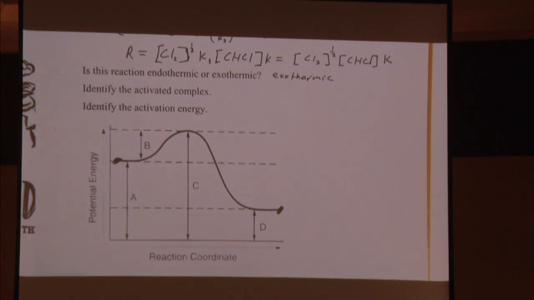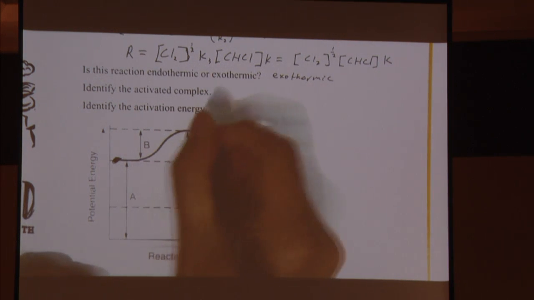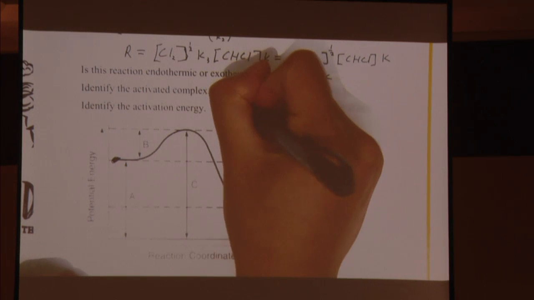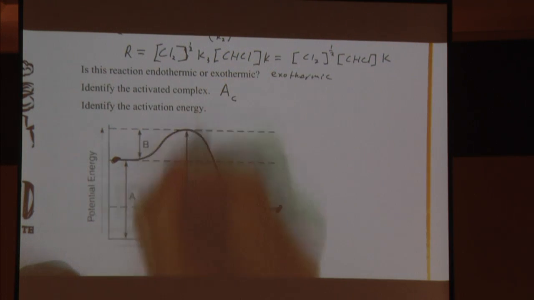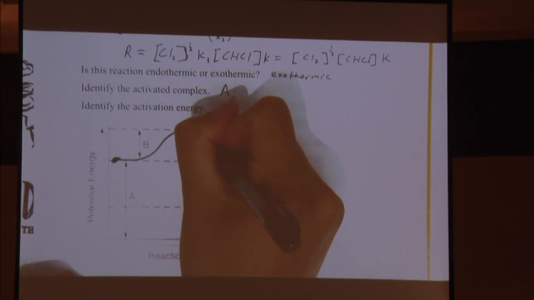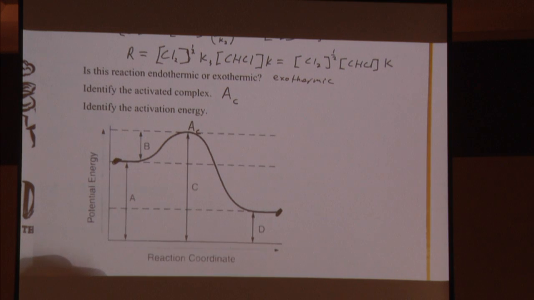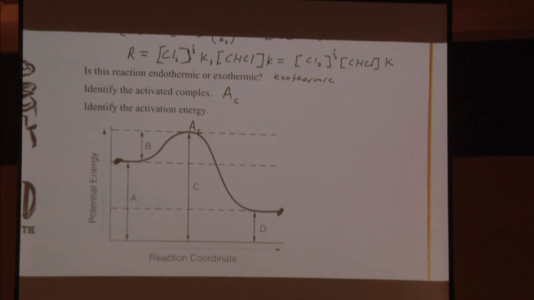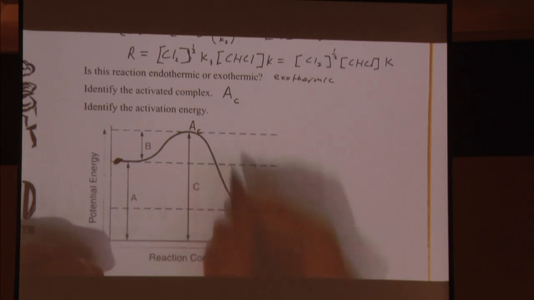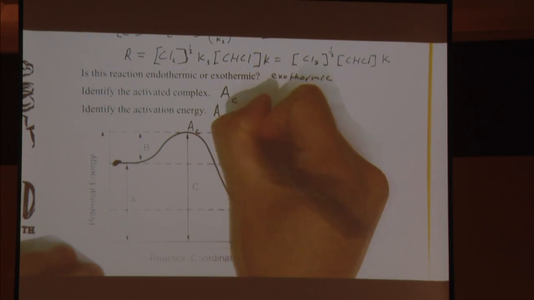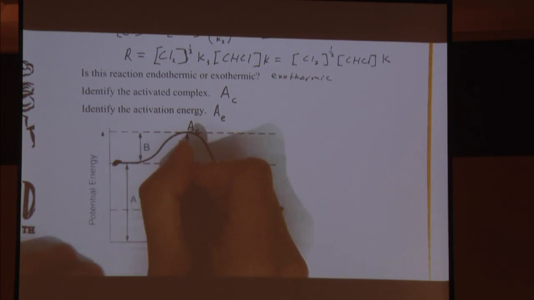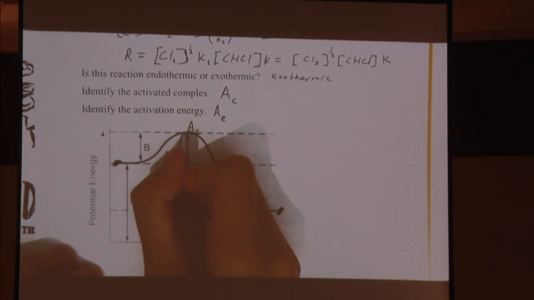We need to identify the activated complex. That's where the reaction has reached its activation energy. So let's just call that AC. That's just right here at the top. Then we need to identify the activation energy. That's how much energy we need to actually get rolling. So let's call that AE. So our activation energy is just right here.